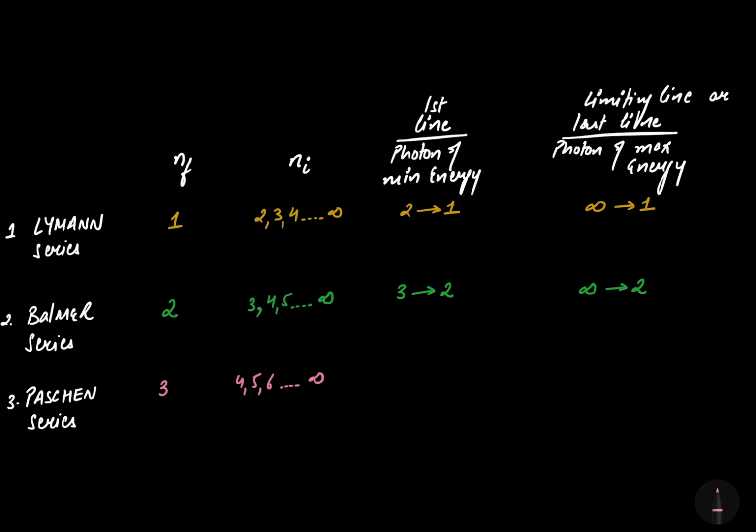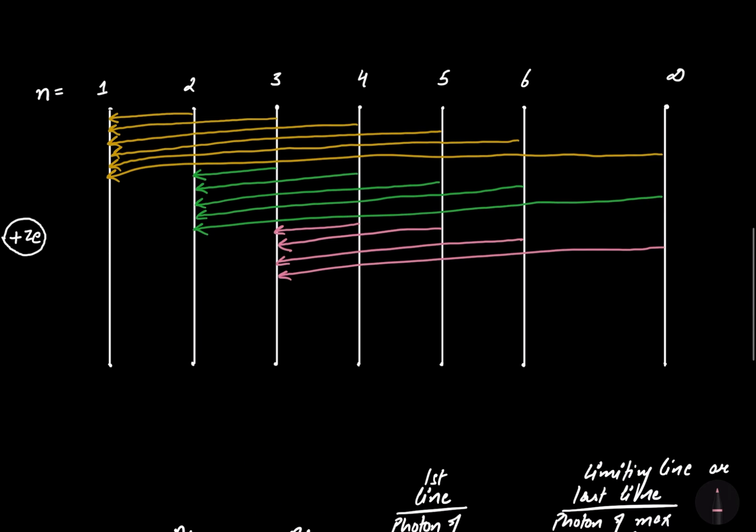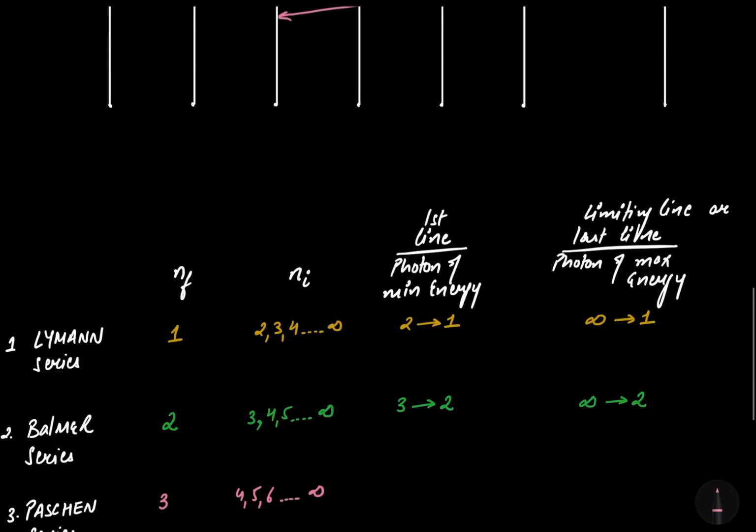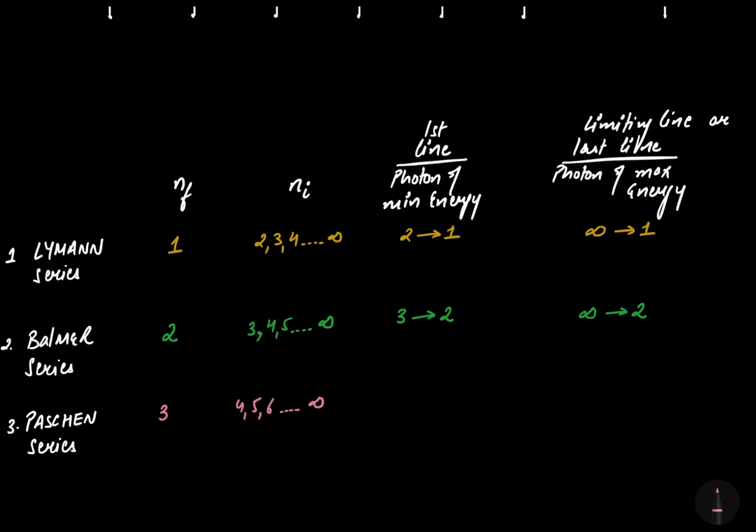So now let's talk about the lines of the Paschen series. The first line for Paschen series is the photon of minimum energy that is emitted. You can see the energy gap, the minimum energy gap is from 4 to 3. So the first line will be obtained for the transition of electron from the fourth stationary state to the third stationary state.